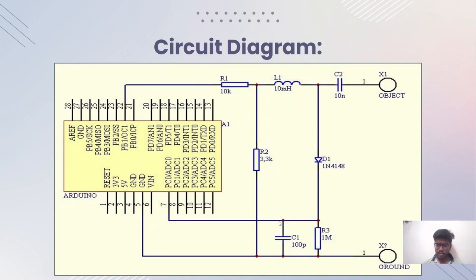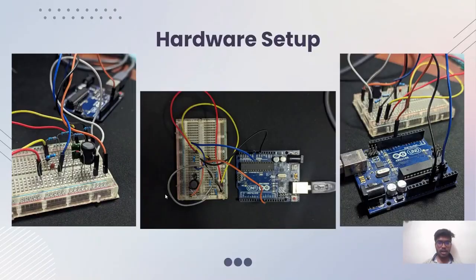This capacitor is also called a filtering capacitor because it filters out the noise or disturbance produced by this opposing flow, and produces the final analog signal, which goes into this analog port, which is pin number 7 of this Arduino chip. So this is how the circuit diagram works, and this is our hardware setup.